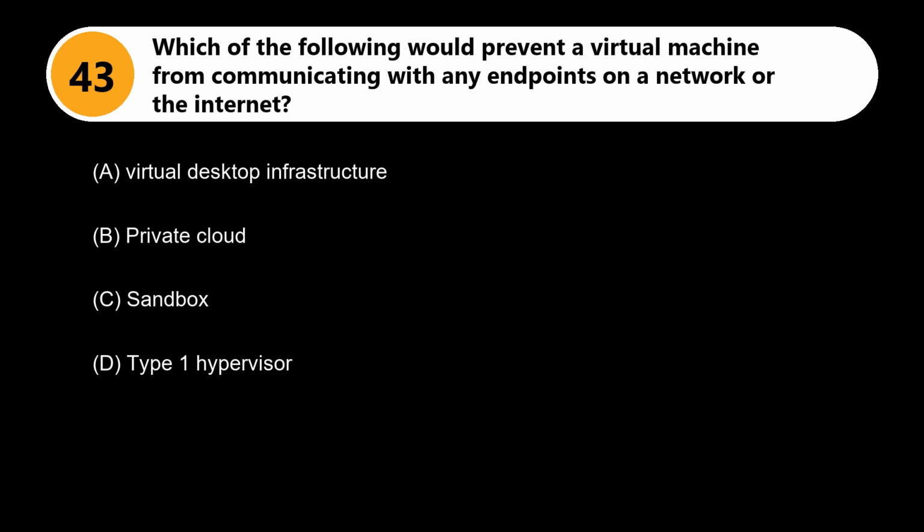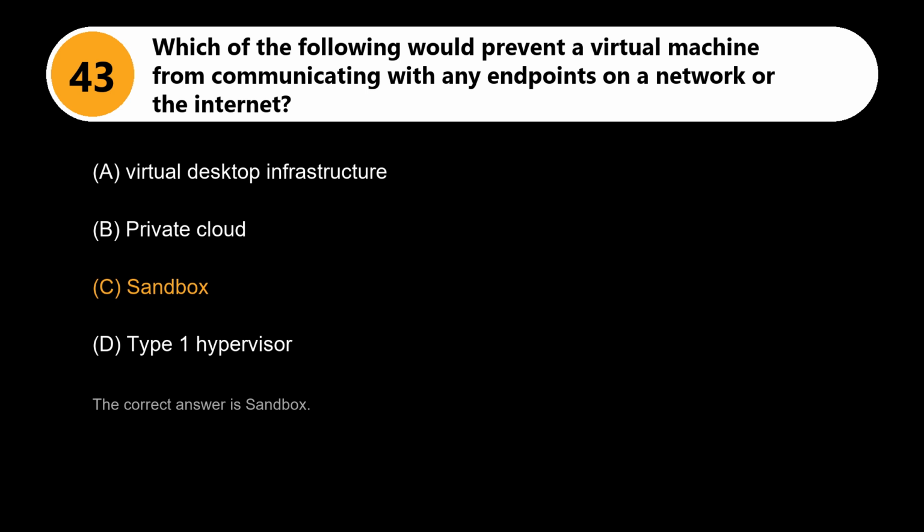Question 43. Which of the following would prevent a virtual machine from communicating with any endpoints on a network or the internet? Option A, virtual desktop infrastructure. Option B, private cloud. Option C, sandbox. Option D, type 1 hypervisor. The correct answer is option C, sandbox.